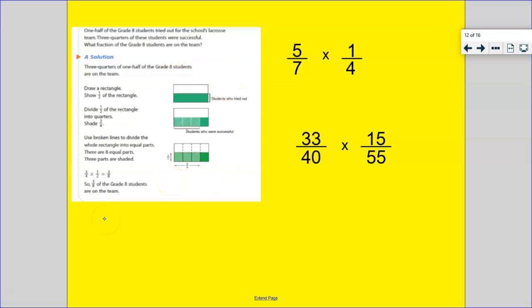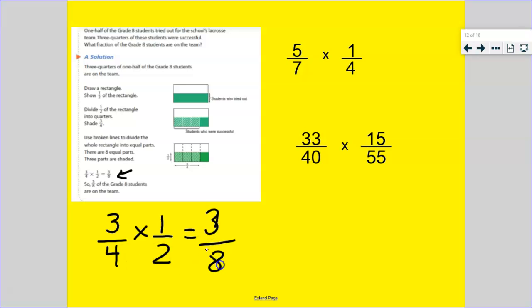So another way that you could do this is taking 3/4 times 1/2. That's this right here. I'm just making it a little bigger. Top by top is 3. Bottom by bottom, 4 times 2 is 8. And that shows you 3/8 of the grade 8 students are on the team. Okay? Just make sure you're multiplying, not adding.